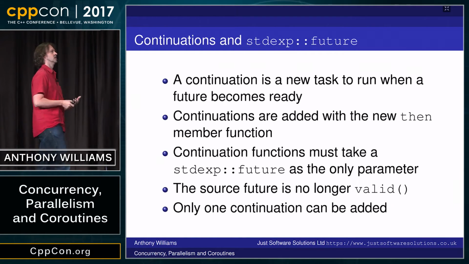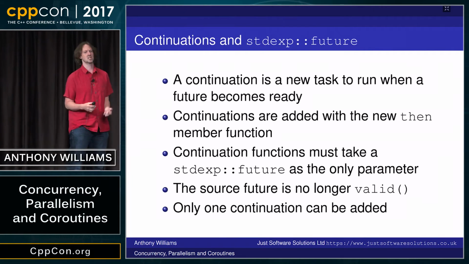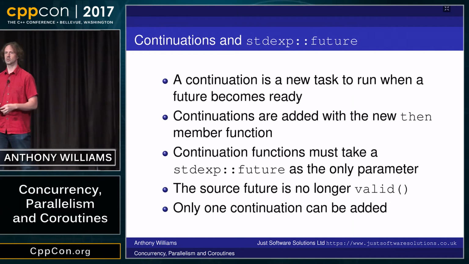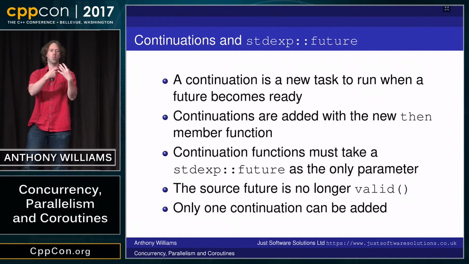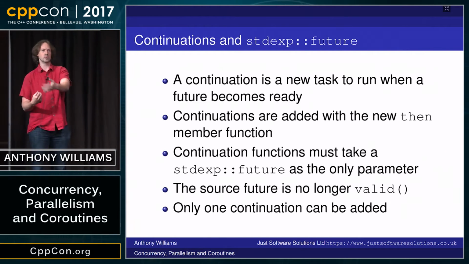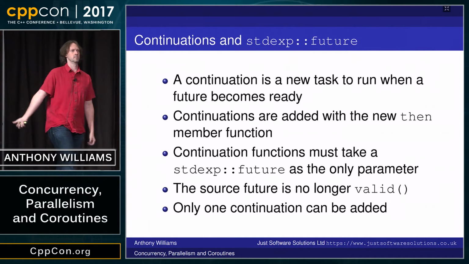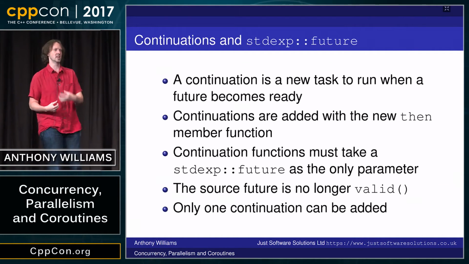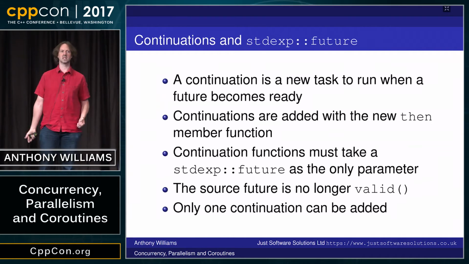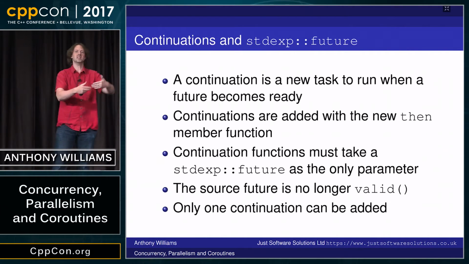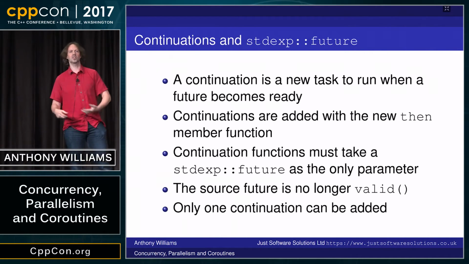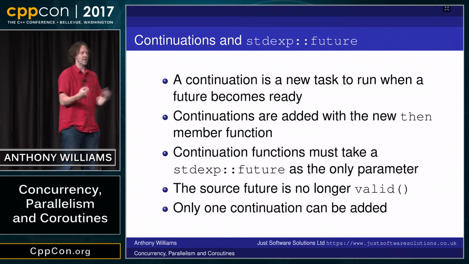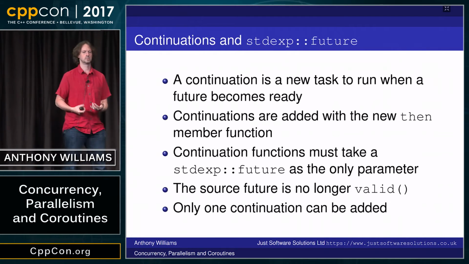But alternatively, with the concurrency TS, we now have this new member function on the future, then. So you can say, when the value is ready, then do this. And the library will take care of automatically scheduling your new task when that value is ready. And you can specify all this up front as soon as you've launched off the first task. You can specify what to do next without having to wait for it to be ready.